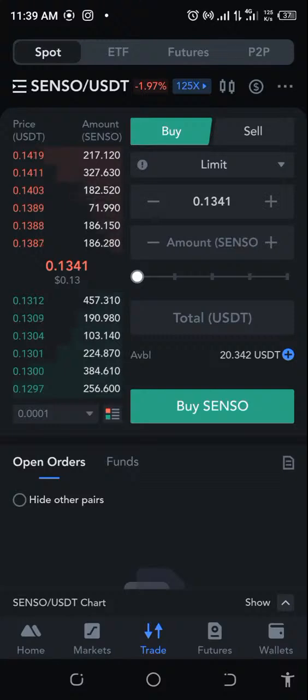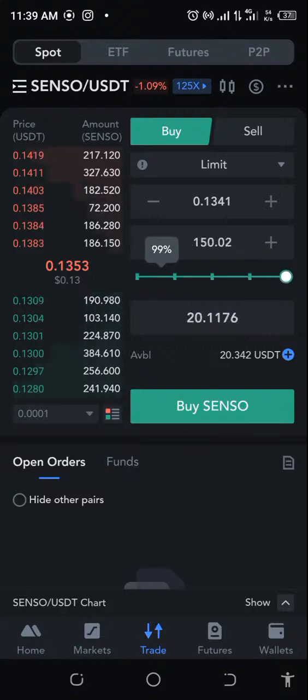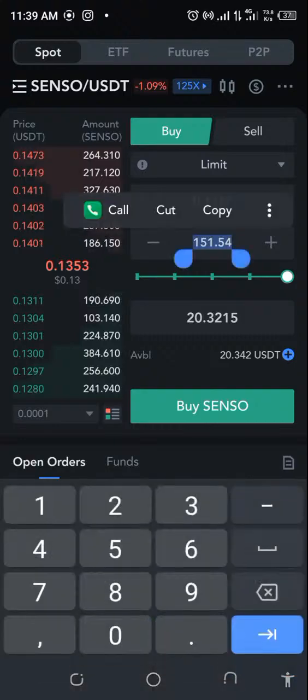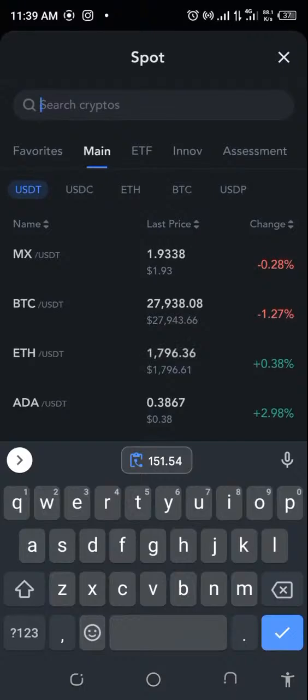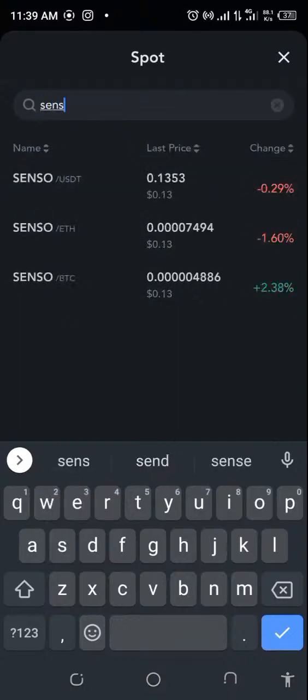And what do we have here? We've got Senso USDT. Okay, so now let's try this out with the basic simulation, and then we'll see whether we can get this going. So we have 151.54. Okay, let's copy that, and then let's quickly go and change this to Senso BTC.